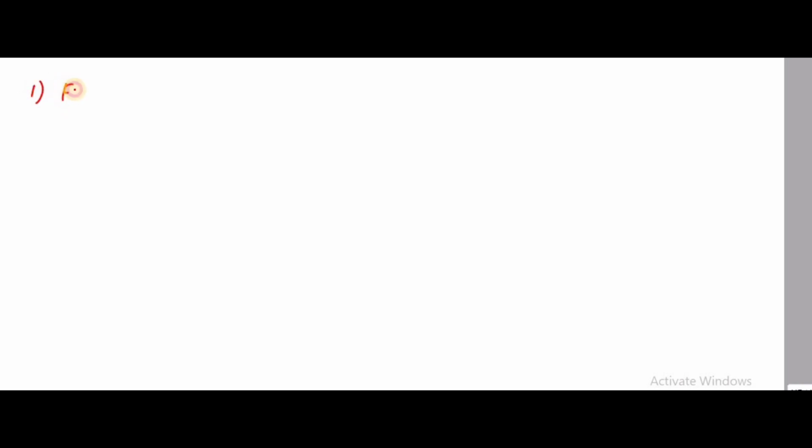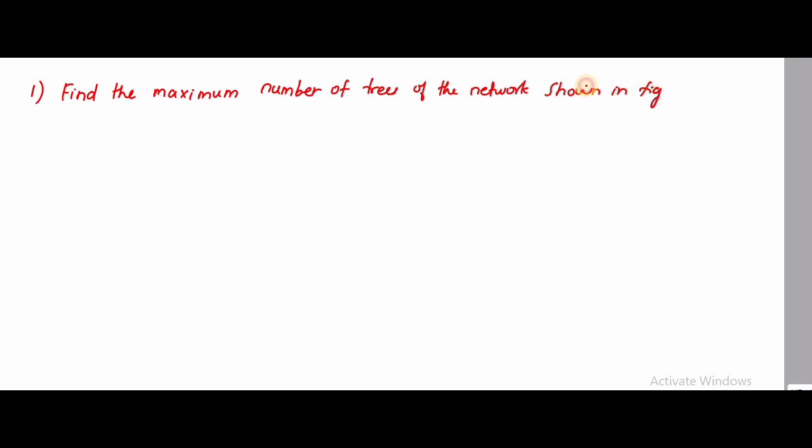In this video, we are going to discuss how to calculate the maximum number of trees for the given graph. How to find the maximum number of trees? If any circuit is given, we need to convert that into nodes and branches.